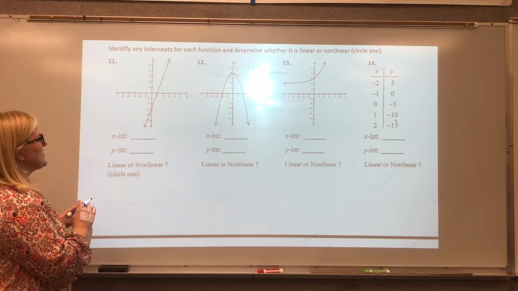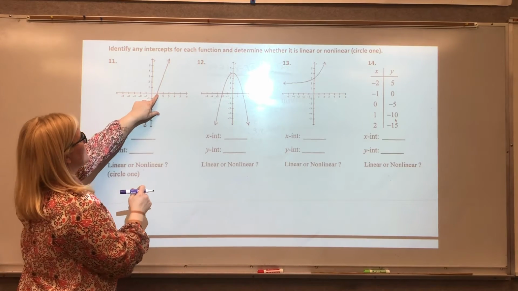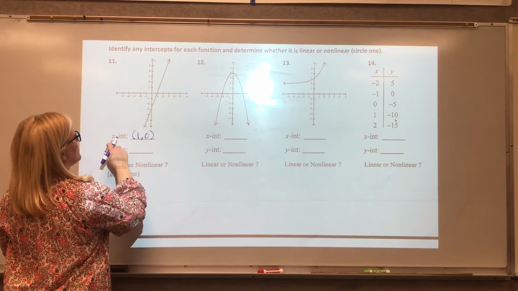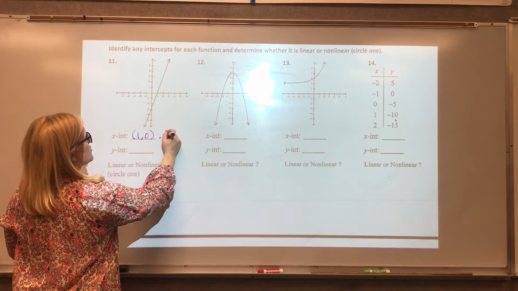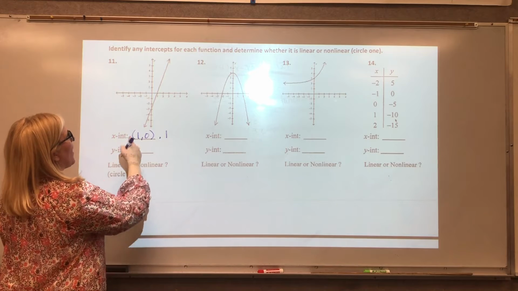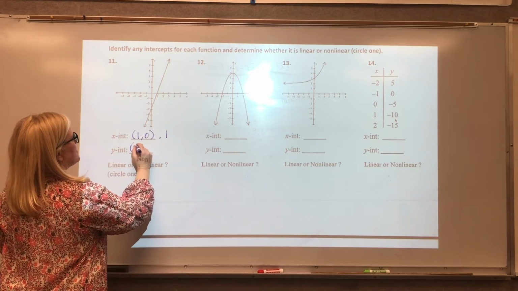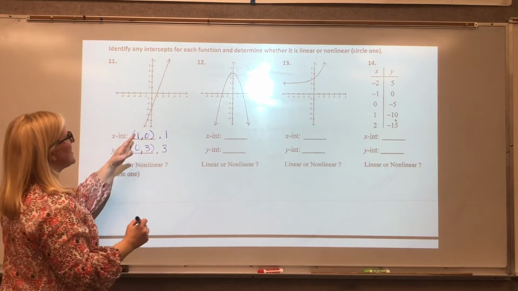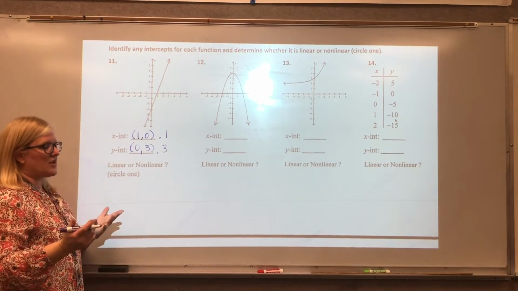So my x-intercept here is (1, 0). You could also, if it says x-intercept, just put 1. Okay, my y-intercept is (0, 3), or 3. Is it linear or nonlinear? That one's pretty easy. It's linear.